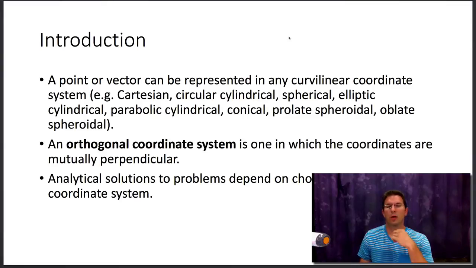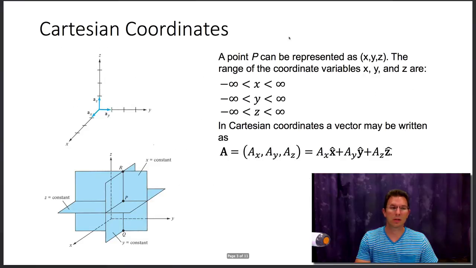Analytical solutions to problems depend on choosing the appropriate coordinate system. This is pretty important. With the advent of modern computers and numerical solutions to problems, we don't always have to solve problems analytically, in other words, using closed form expressions. However, there are things that you can see from those analytical solutions that are very useful. And so we're going to develop the ability to find some of those analytical solutions.